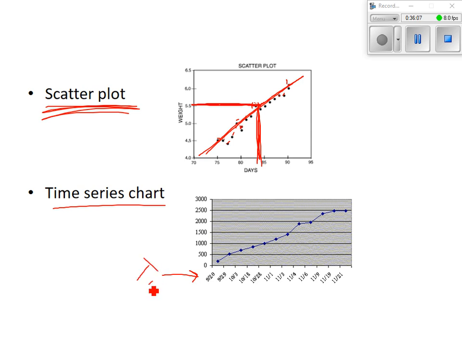Time series chart always has time along the horizontal axis.